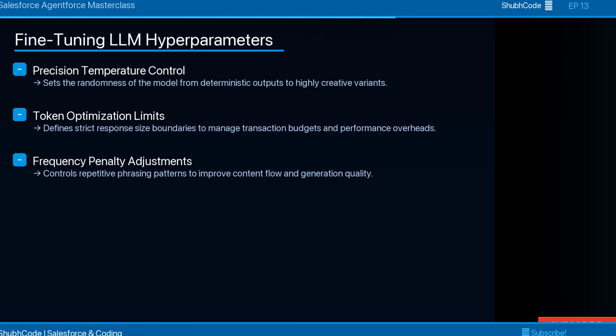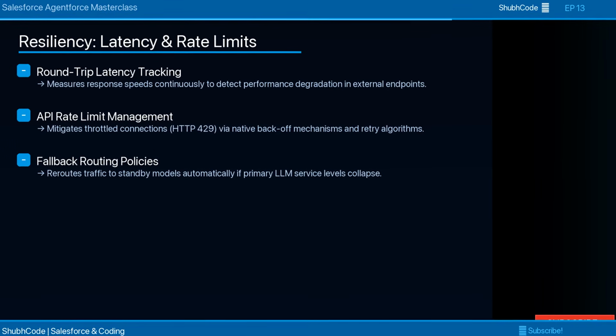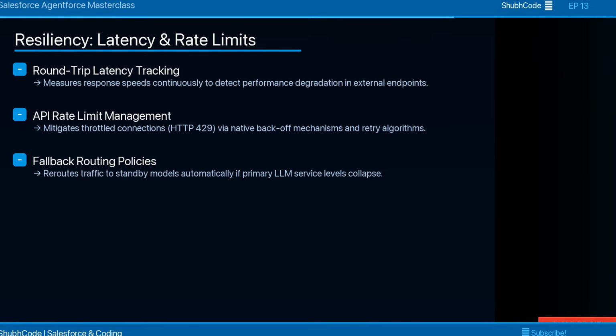When architecting enterprise AI solutions, you must design for the realities of the web, latency spikes and API rate limits. Model Builder provides built-in mechanisms to monitor round-trip latency and handle HTTP 429 rate-limiting errors gracefully. By setting up fallback routing policies within Salesforce, you can ensure that if your primary model is throttled, requests automatically reroute to an alternative instance. This high-availability design prevents your autonomous agents from stalling during peak operational hours.